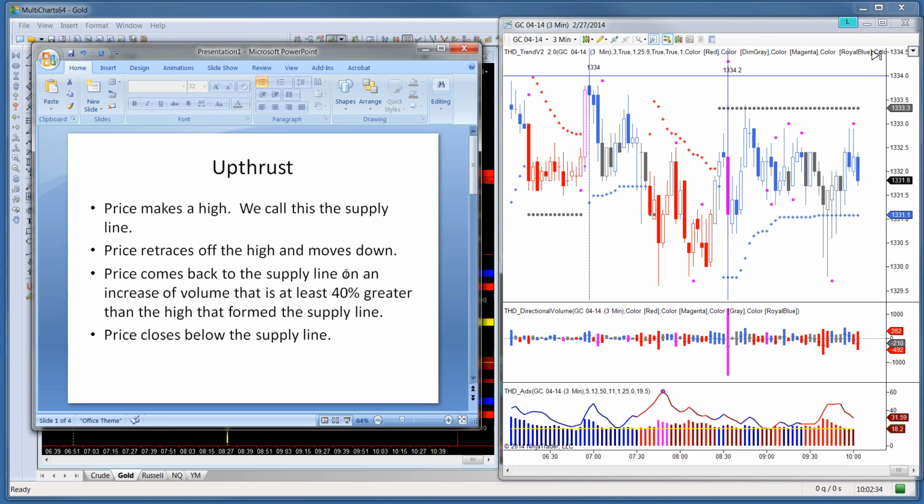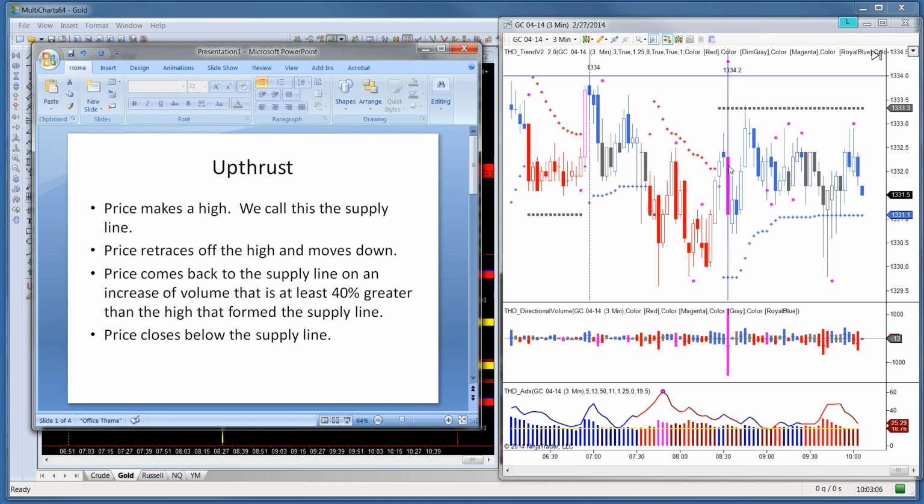Then price comes back to the supply line on an increase of volume that is at least 40% greater than the high that formed the supply line. So this is the high that I'm talking about. It pulls off, then it comes back and makes a new high at 1334.2. Okay? Price then closes below the supply line, and of course that bar does close below the supply line.